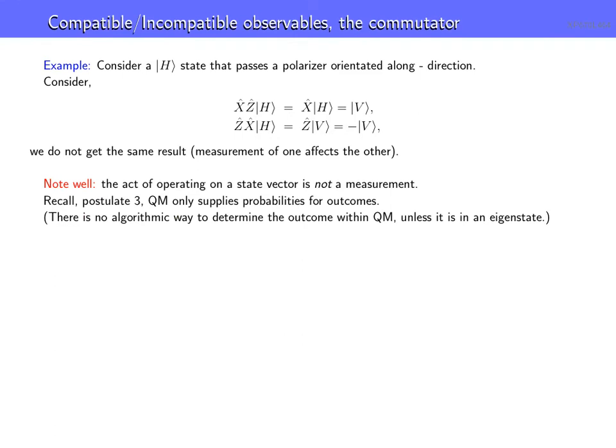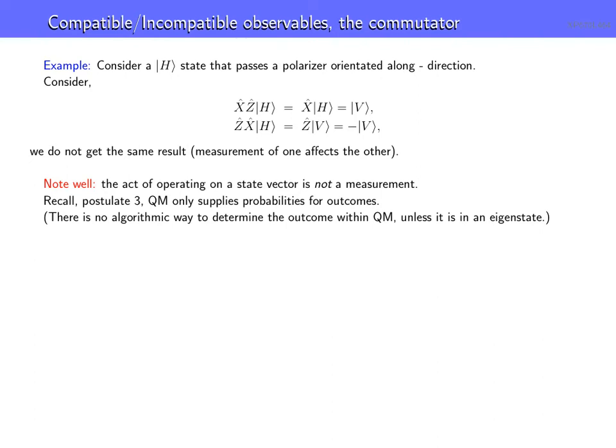Unless it's an eigenstate and we know it's in that eigenstate, then we can say that's the one that's going to occur. But if it's not in an eigenstate, then there are probabilities associated, and we don't know which one we're going to get, but it's going to be in accord with those probabilities.